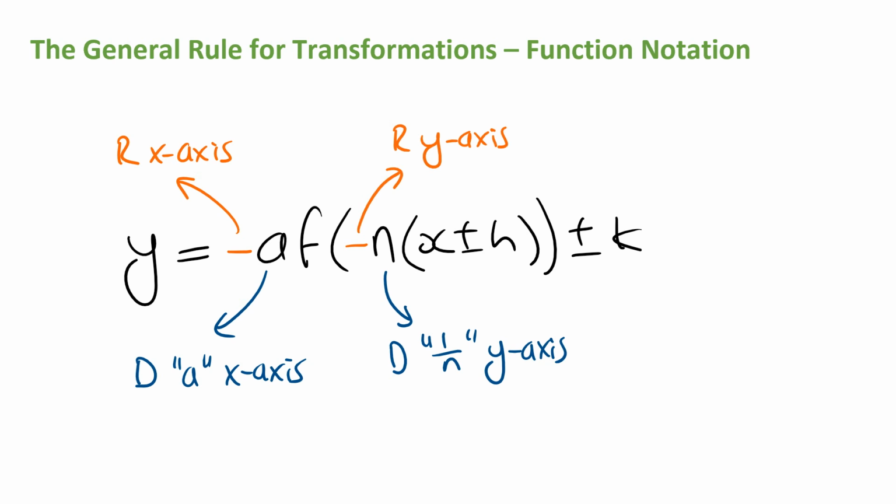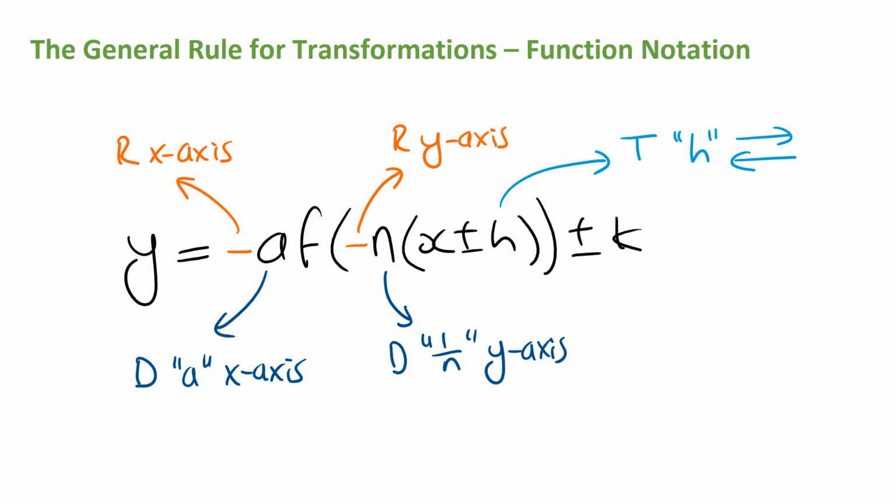The value of h, which is again inside the function, is going to translate or move the graph to the left or to the right. If the value of h is negative, then the graph is going to be translated to the right h units. And if the value of h is positive, then the graph is going to be translated to the left h units. Again, be careful with this value as well. It's always the opposite direction of the sign.